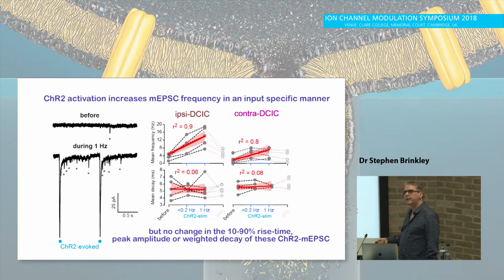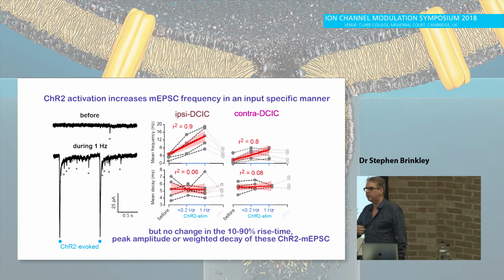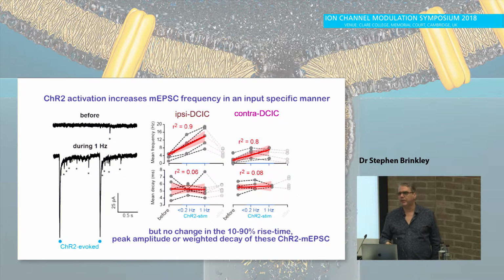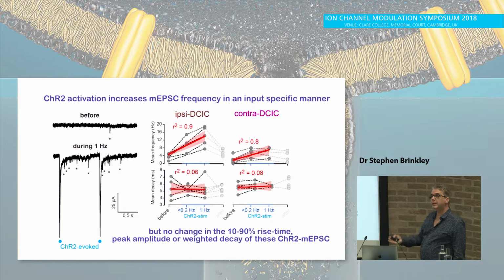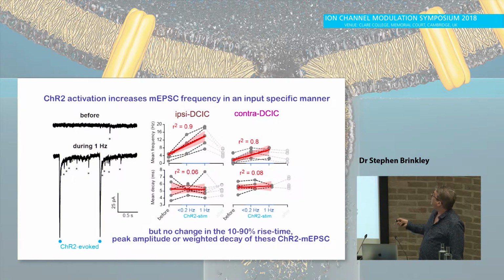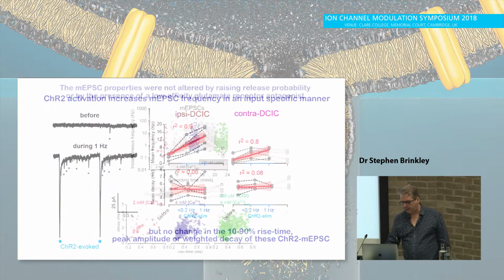Because I think you're raising the release probability in the terminal because of residual calcium. And we see no change in the decay of the minis, or their rise time, or their peak amplitude distributions, actually. It's just the frequency increases. So we're causing the release probability to increase. And we see a stronger relationship in the ipsi than the contra because there were more synapses in the ipsi than the contra. So we think that channelrhodopsin stimulation is quite good for that.